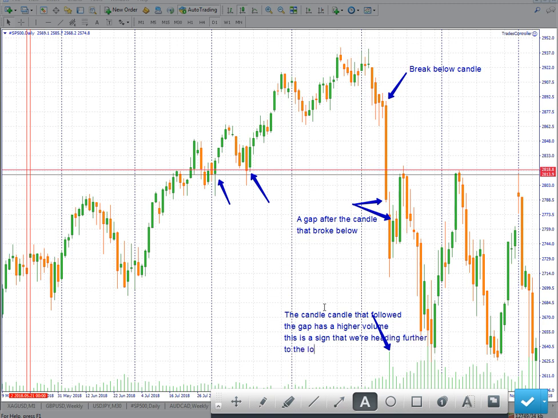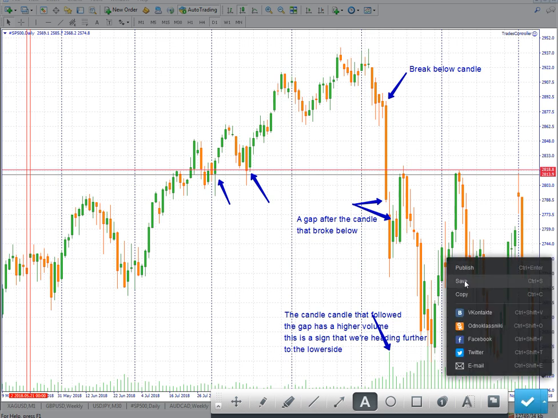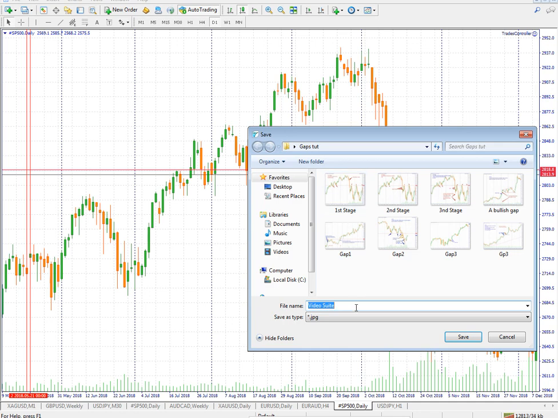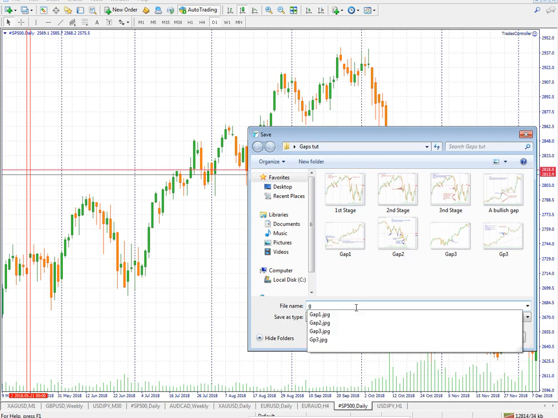So we'll save this one and you have it somewhere. We are able to refer to it at some point. Gap 2. What is this? 5.